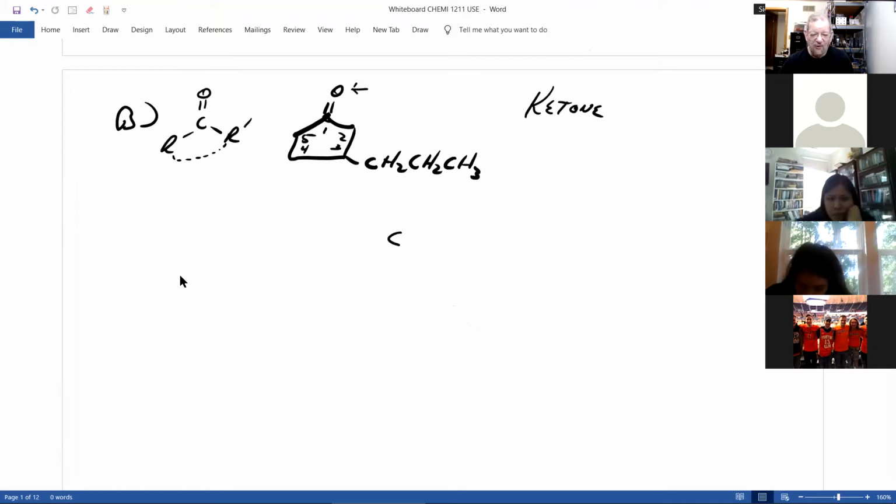A ring with 5 carbons is cyclopentane. It's a ketone, drop the E, add ONE. Now, the carbonyl carbon of a ketone in a ring is always number 1. And if you notice over here, we have an N-propyl group. Because the carbonyl is always number 1, you don't put a number in front. And we have an N-propyl.